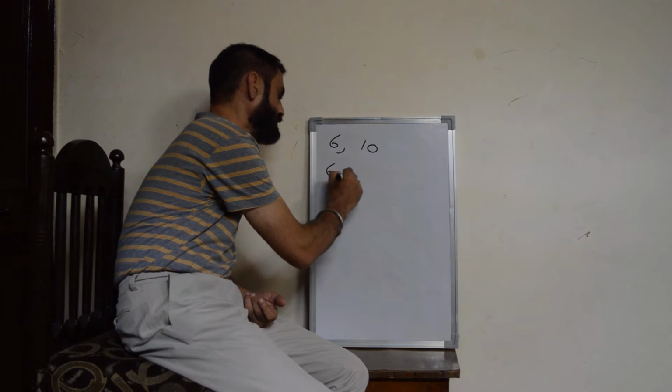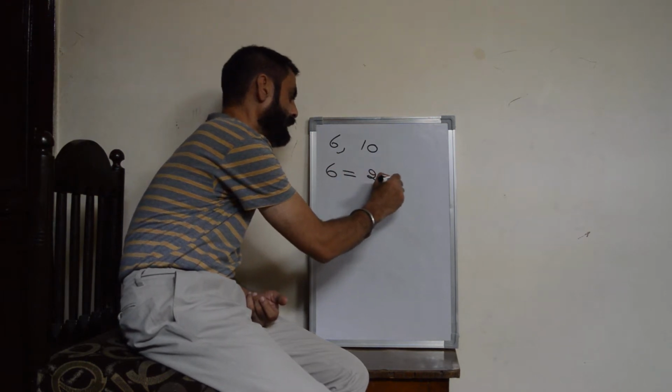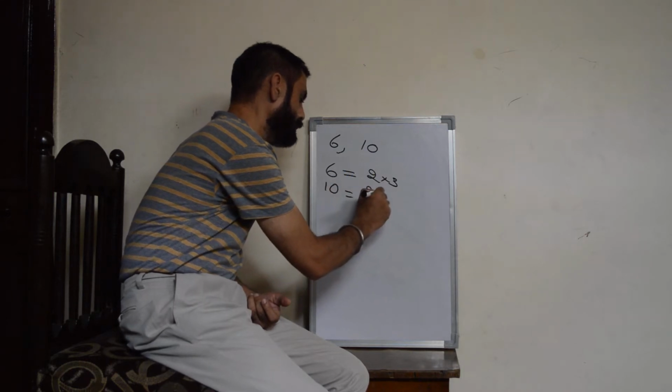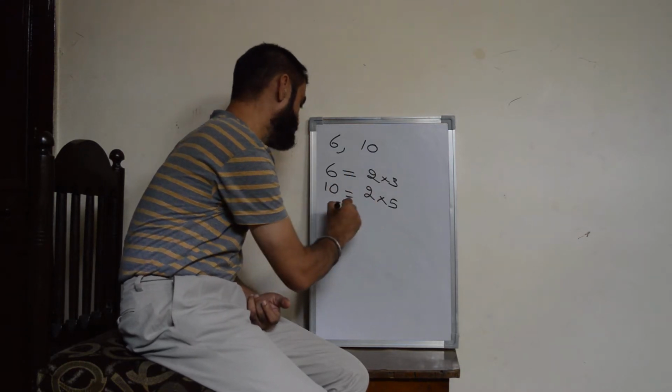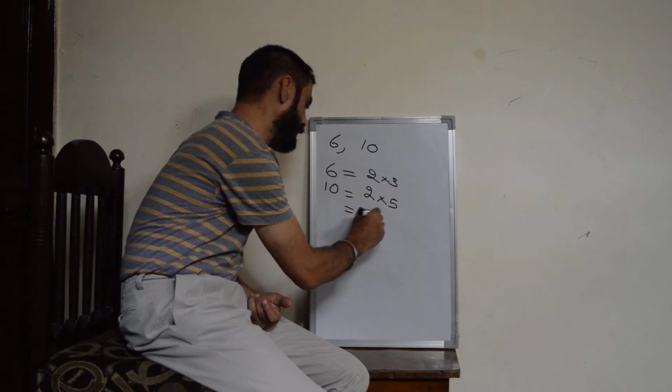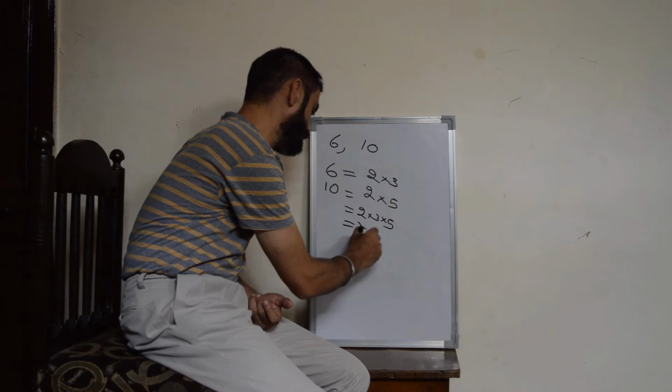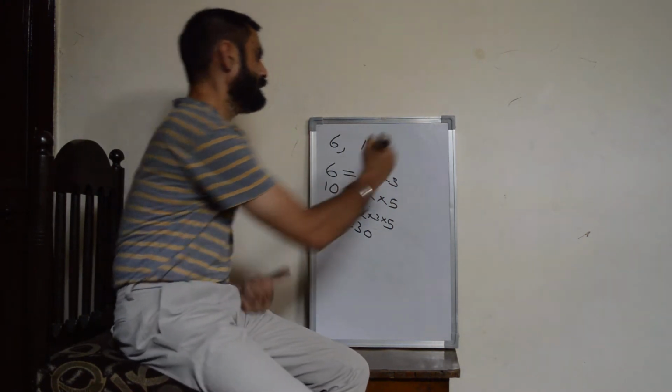So the factors of 6 are 2 into 3 and the factors of 10 are 2 into 5. The LCM will be 2 into 3 into 5, that is 30. Remember this? Okay.